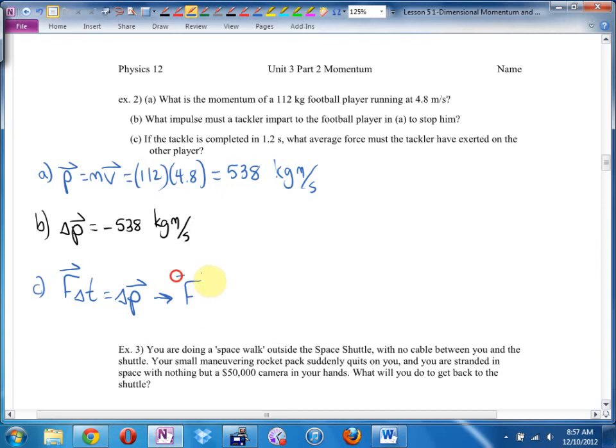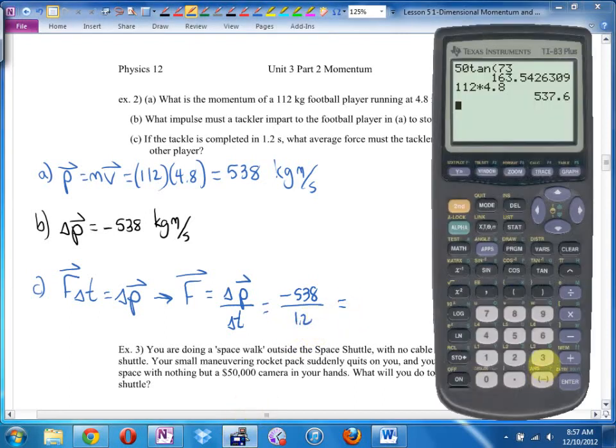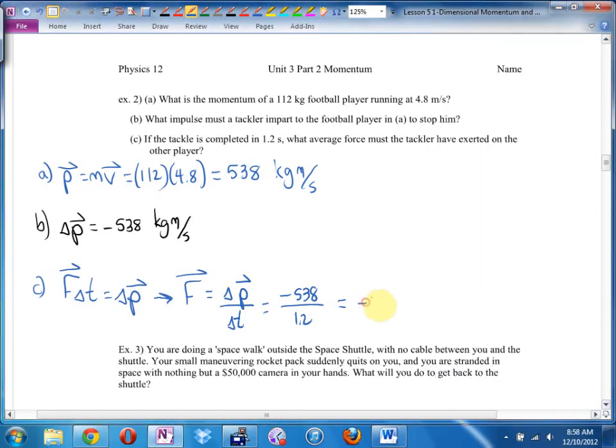They want me to find the force. That's going to be the change in momentum divided by the change in time. It's going to be negative 538 divided by 1.2. I'll use the 537.6, so negative that answer divided by 1.2. And I have to exert an average force of negative 448 newtons. What's the significance of the negative? It has to be in the opposite direction that the player has been traveling.